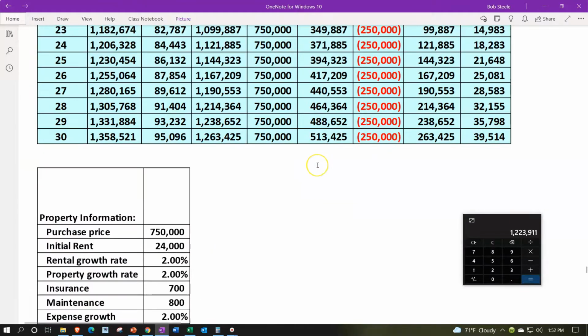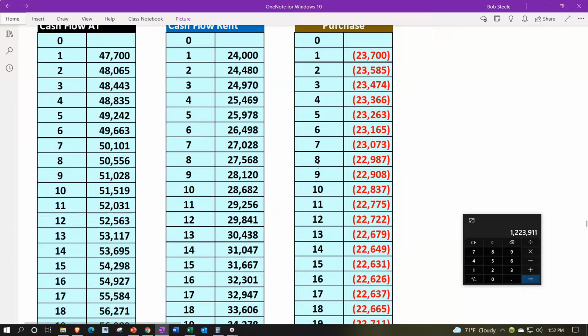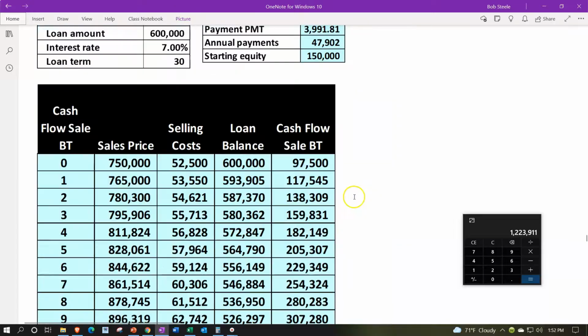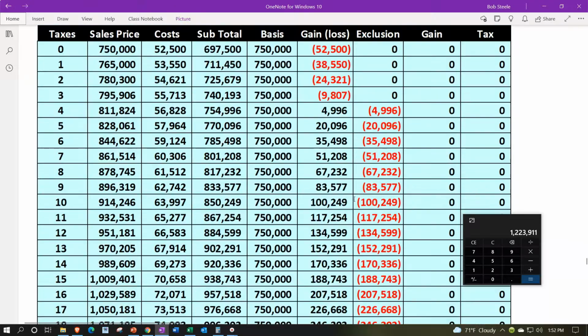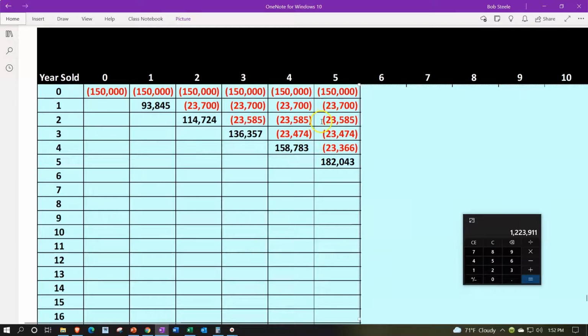That's the difference in the cash flow payments that we calculated up top. So we've got these differences of $23,700. The outflows if we were to purchase versus renting, still paying more if we purchase versus renting: $23,700, $23,585, $23,474, $23,366. That's where these numbers are coming through.